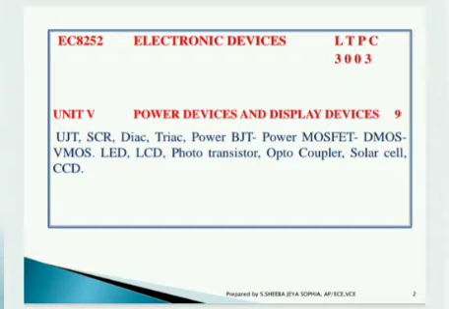Unit 5, Power Devices and Display Devices covers UJT, SCR, Diac, Triac, Power BJT, Power MOSFET, GMOS, VMOS, which come under the power devices. Regarding the display devices, we will be discussing LED, LCD, phototransistor, optocoupler, solar cell, CCD.